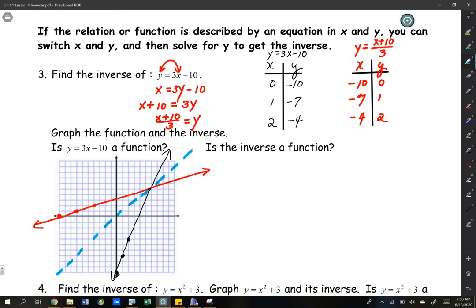So it says graph the function and the inverse. Is the inverse a function? Now remember, an easy way to determine if we have a function is if we drop a vertical line. If it only hits in one place anywhere on the function, or anywhere on the inverse, we know that it's a function. So we can see by looking at this red line that we've created that anywhere we were to drop a vertical line, we would only hit that in one place. So this inverse is a function.